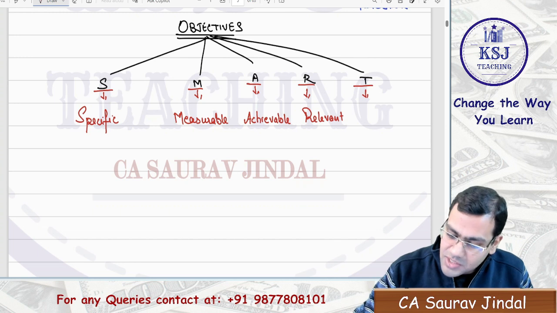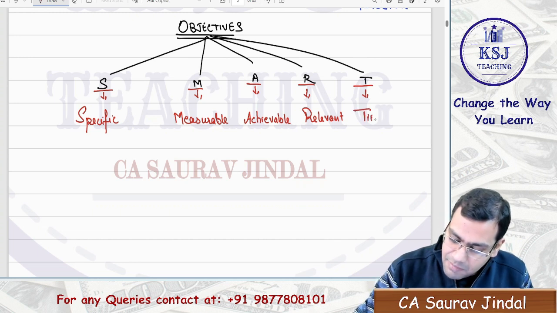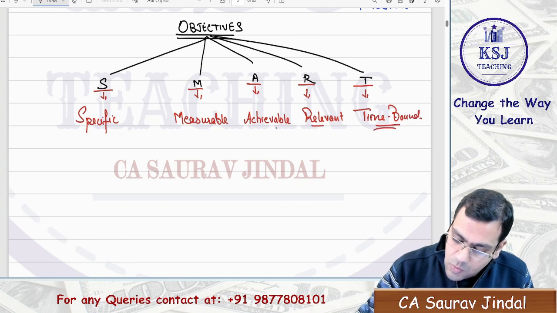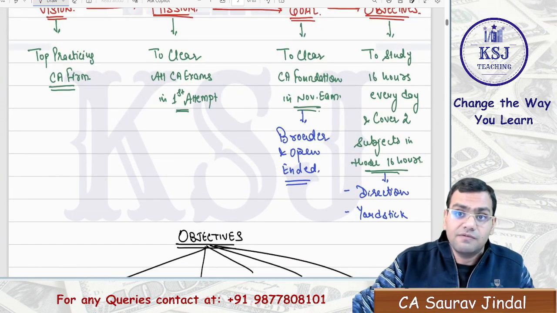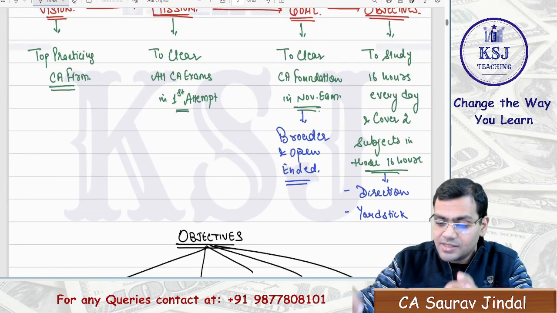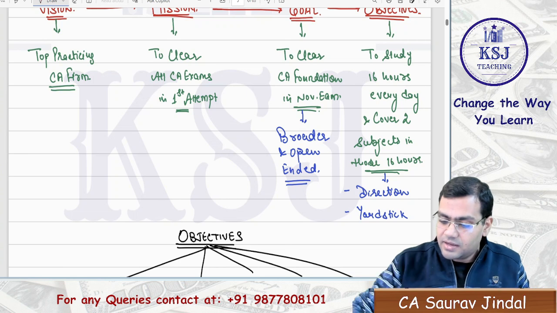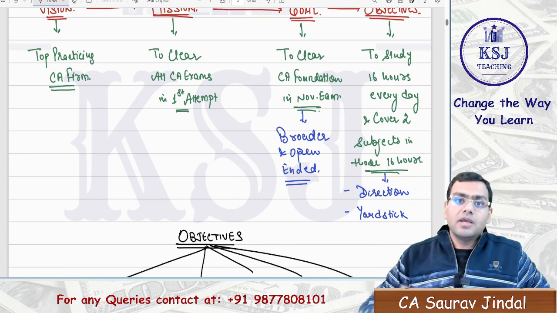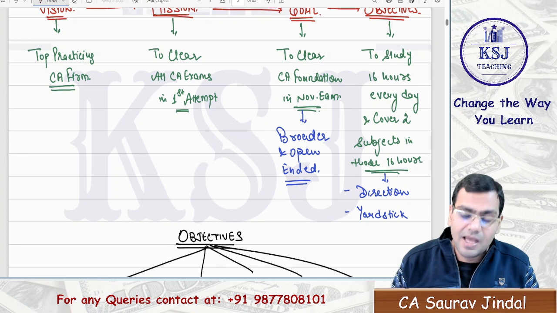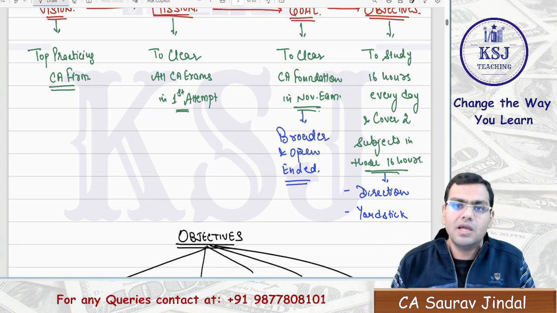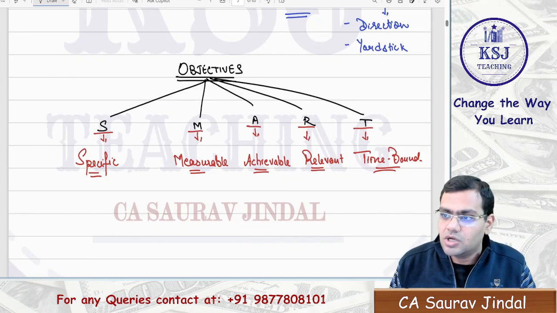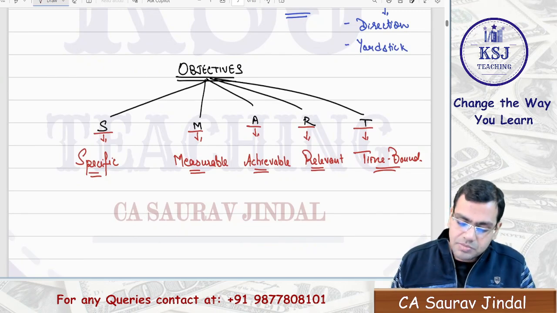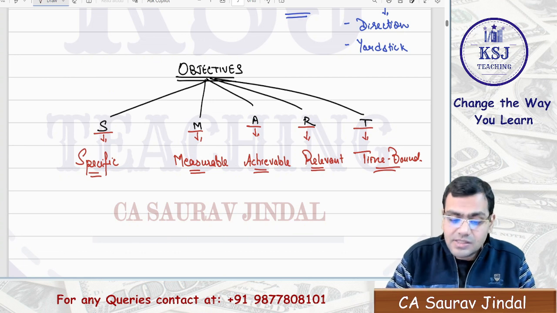And the objectives should be time bound. Whatever you want to achieve, it should be time bound: for the next 3 months, I will be studying 16 hours every day and cover 2 subjects in those hours. Or even if you can specify the topics, I'm going to cover this on this particular date. So objectives work on the SMART technique. Strategic objectives are developed using this. This is basically the characteristic.